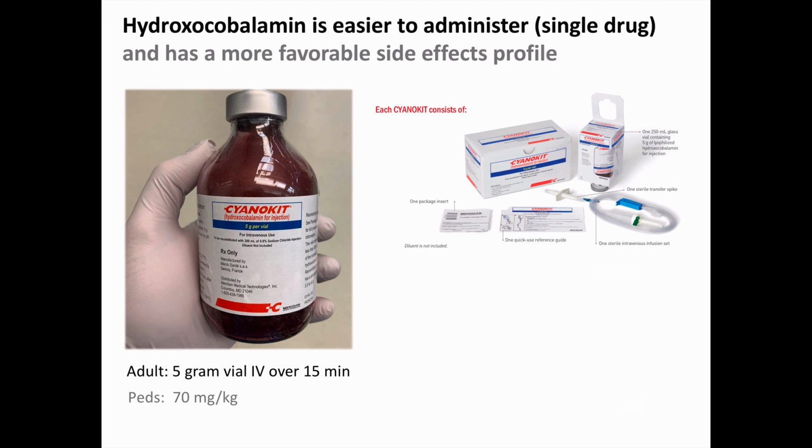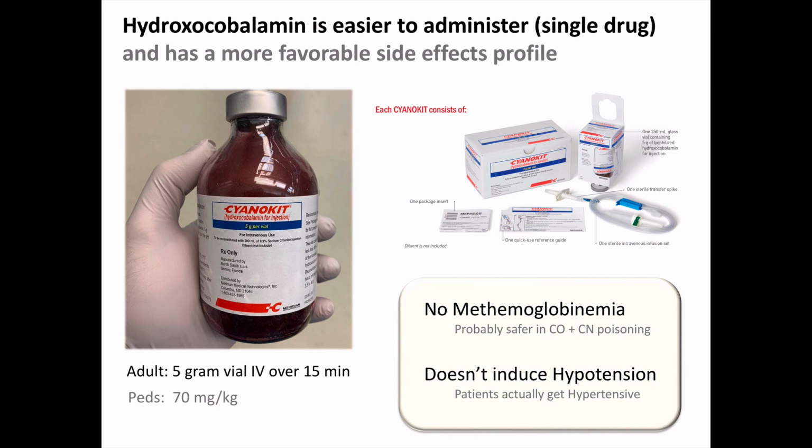But then, just to be confusing, the trade name for this drug is Cyanokit. There is a kit, but it just contains the drug vial and IV infusion equipment. The drug vial is very large because it has to hold gram amounts of the drug, since each molecule of this very large drug binds to only one cyanide ion. Hydroxycobalamin has a favorable side effects profile compared to nitrite-based antidotal therapy.